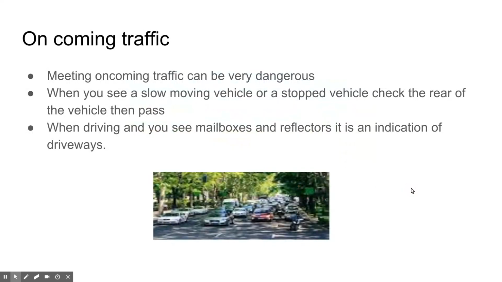Okay, last thing we're going to talk about is oncoming traffic. Meeting oncoming traffic can be very dangerous, so make sure if there is oncoming traffic, you need to have, in the video it talked about, going over the shoulder. When you see slow-moving vehicles or a stopped vehicle, check the rear to see before you can pass. At night, you can also look for mailboxes, reflectors, indications of driveways.